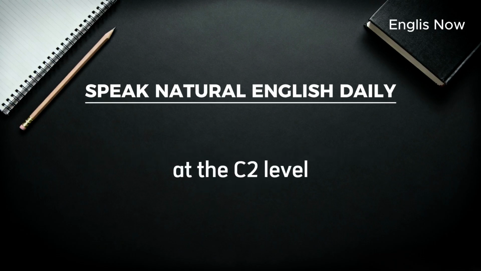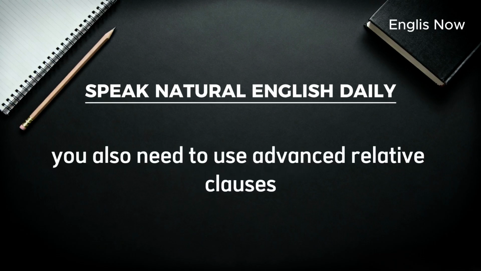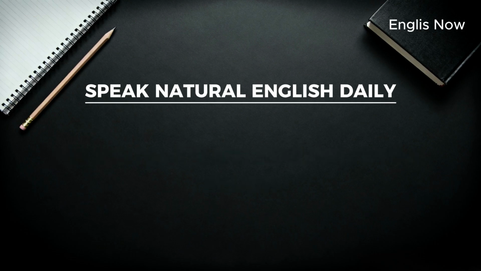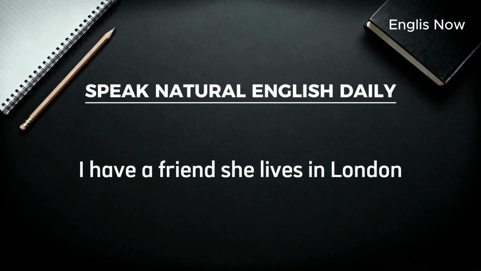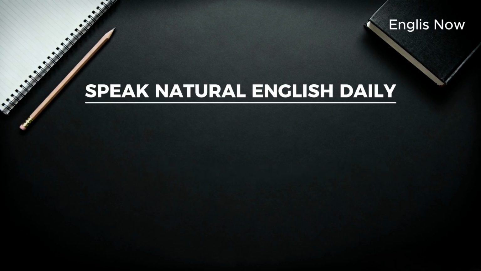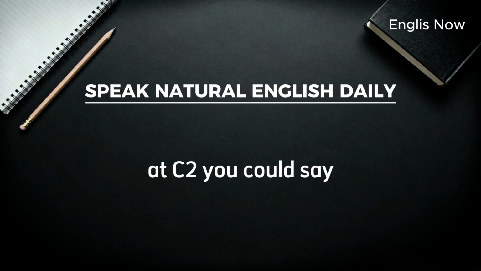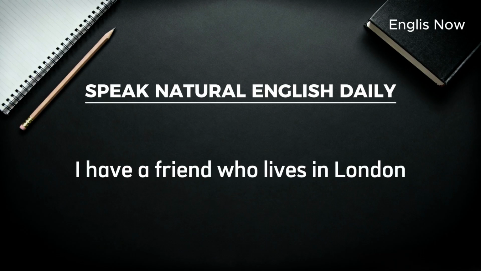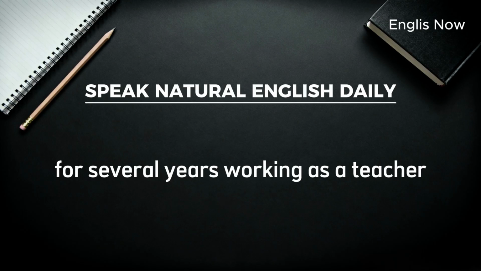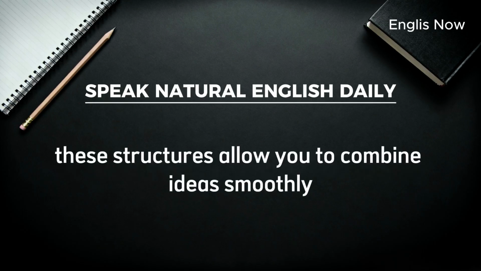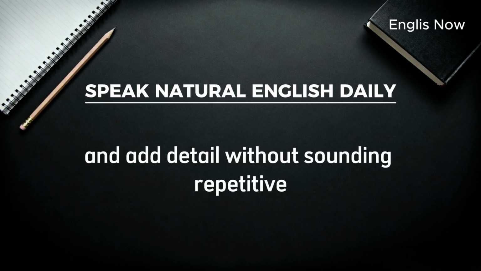At the C2 level, you also need to use advanced relative clauses. At B1, learners may say, "I have a friend, she lives in London." At C2, you could say, "I have a friend who lives in London," or even, "I have a friend who has been living in London for several years, working as a teacher." These structures allow you to combine ideas smoothly and add detail without sounding repetitive.